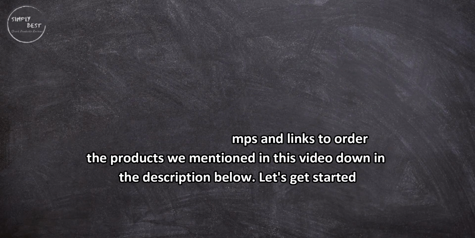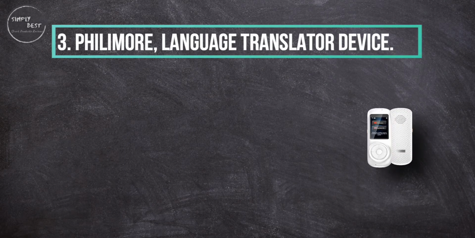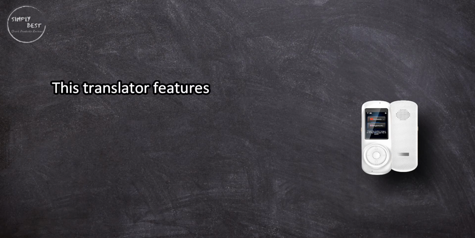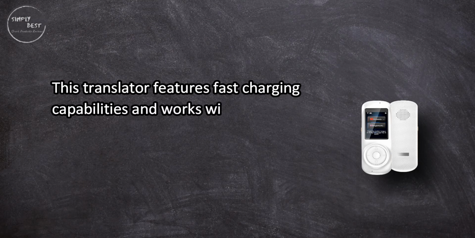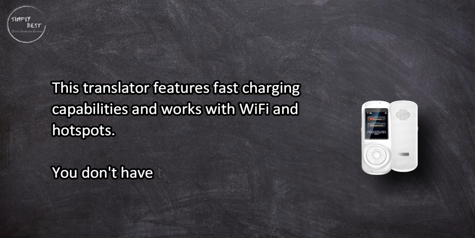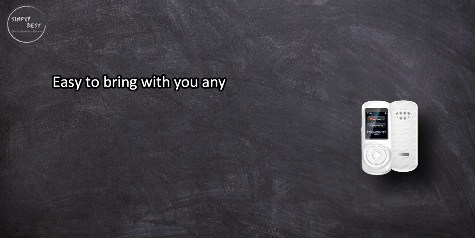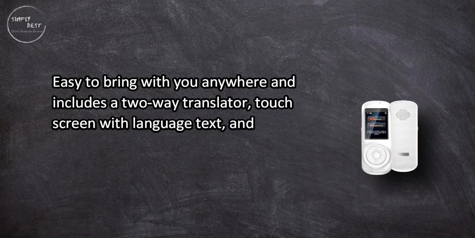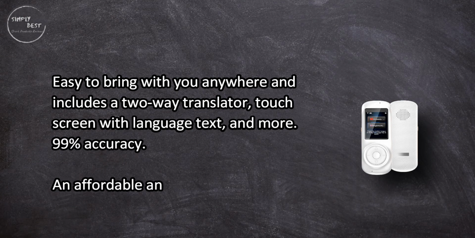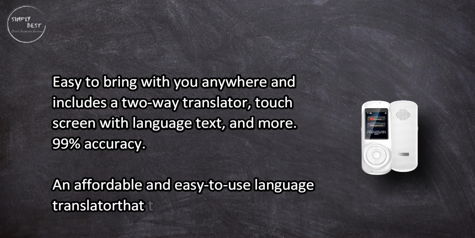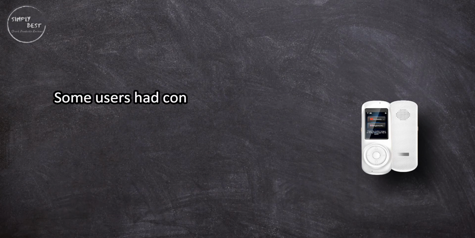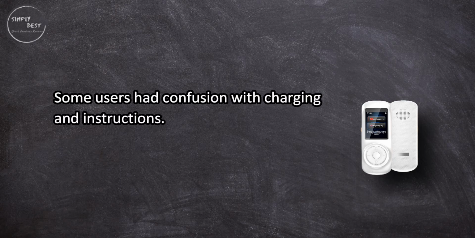Let's get started. At number 3, Philimore language translator device. This translator features fast charging capabilities and works with Wi-Fi and hotspots. You don't have to install an app, either. Easy to bring with you anywhere and includes a two-way translator, touchscreen with language text, and more. 99% accuracy. An affordable and easy to use language translator that translates 82 languages. Some users had confusion with charging and instructions.